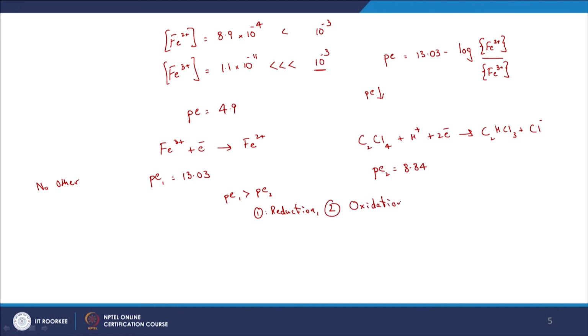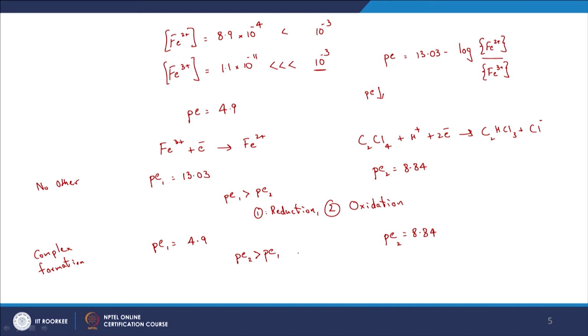But now in our case, when we have complex formation, what did we observe? We observed that P1 is now 4.9, while P2 is still going to be equal to 8.84. The complexes do not affect these particular compounds here. And now what do we see here? We see that P2 is greater than P1, right.